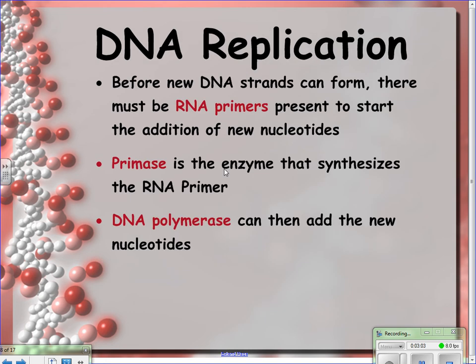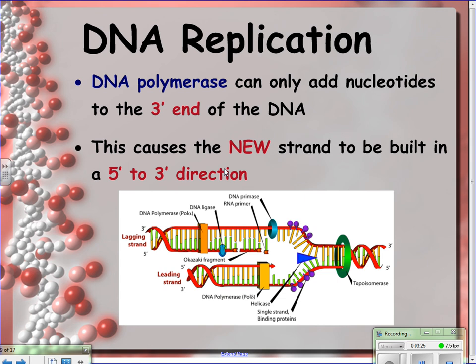Now, before the new strand can form, there must be RNA primers present, and primase is an enzyme that synthesizes an RNA primer. So RNA is actually added to a DNA strand prior to replication, and this sort of primes the DNA strand, which is ready for DNA polymerase, which will add the new nucleotides. So looking at this is DNA polymerase here. What we don't see are the RNA primers. We do see them up here. Those are RNA primers.